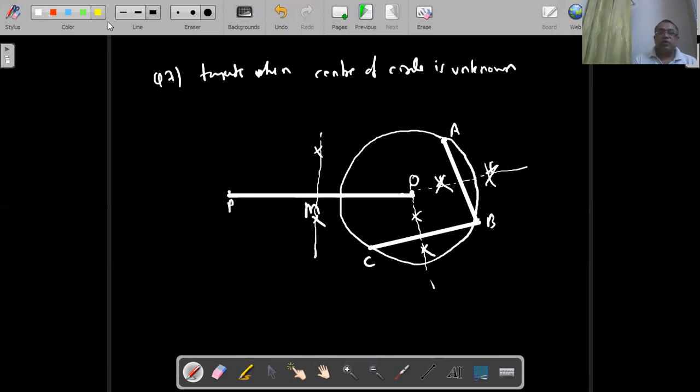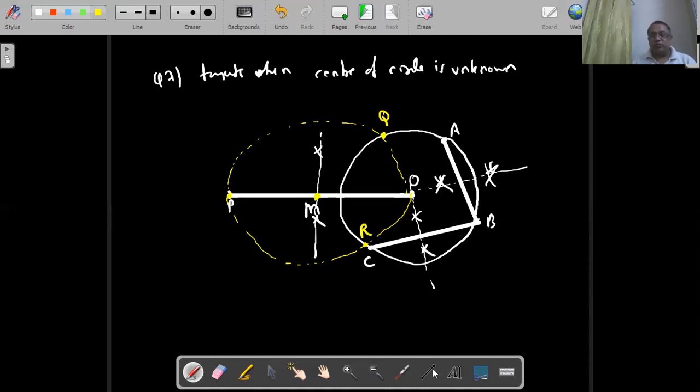Once you get the midpoint, keep the compass at M. Taking radius MP or MO, you are going to draw a dotted circle because it is a constructed circle. So from M taking radius MP or MO, this is happening. So I'm going to get intersection points here. You can name them as per your wish. Let's say this is Q and this intersection point is R.